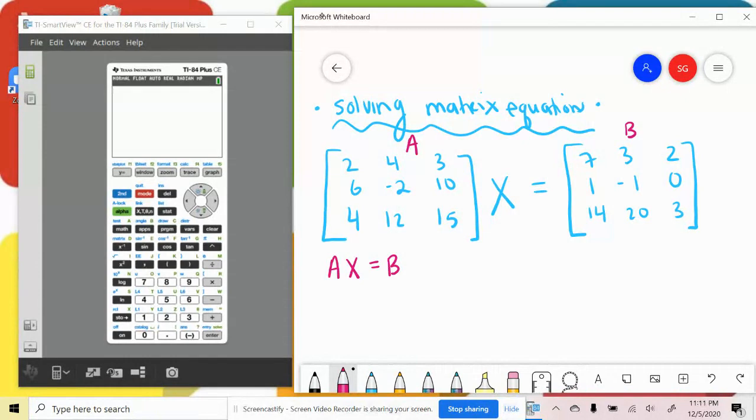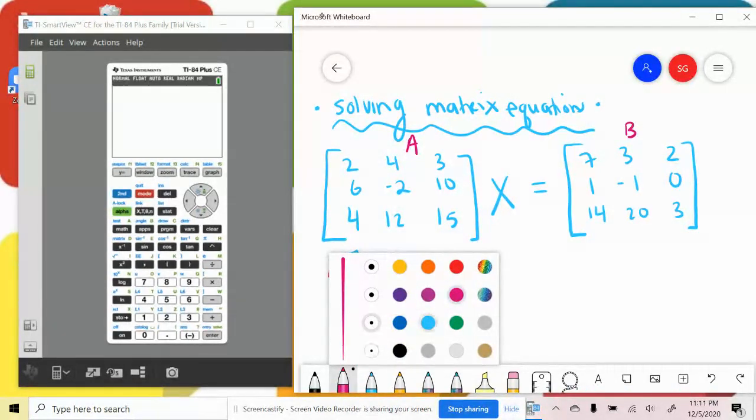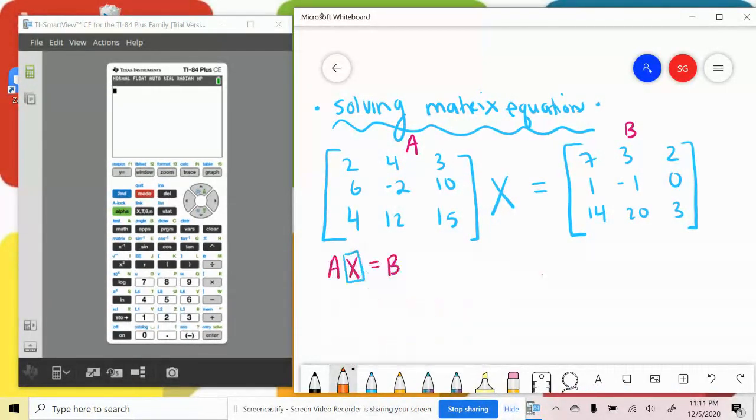I have AX equals B. My goal is to solve for X, right? So if that's my goal here, I would need to find the inverse of A, and I can't shove it in the middle here. I have to left multiply, meaning that's what I would have to do by B as well.